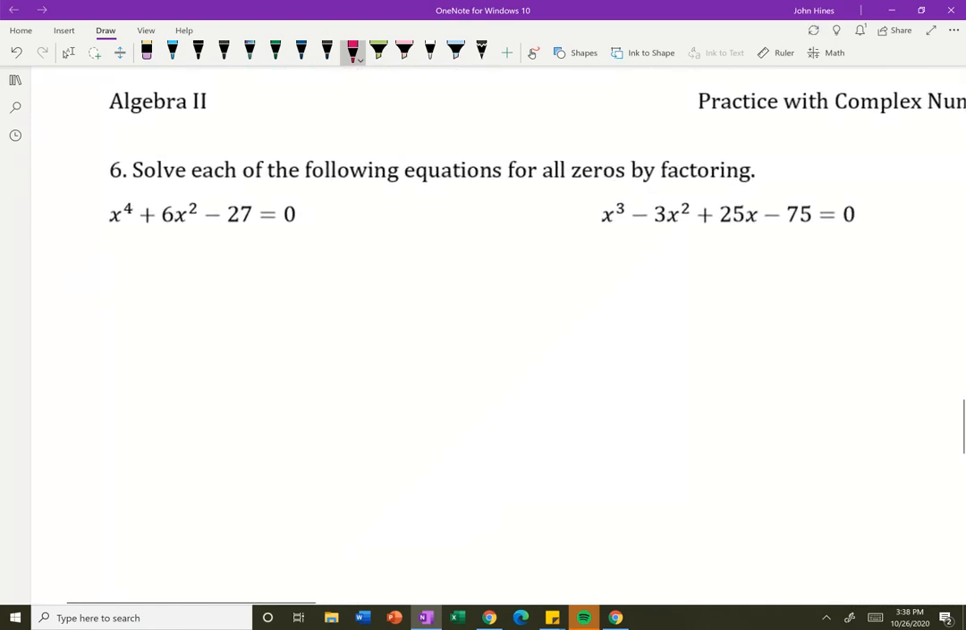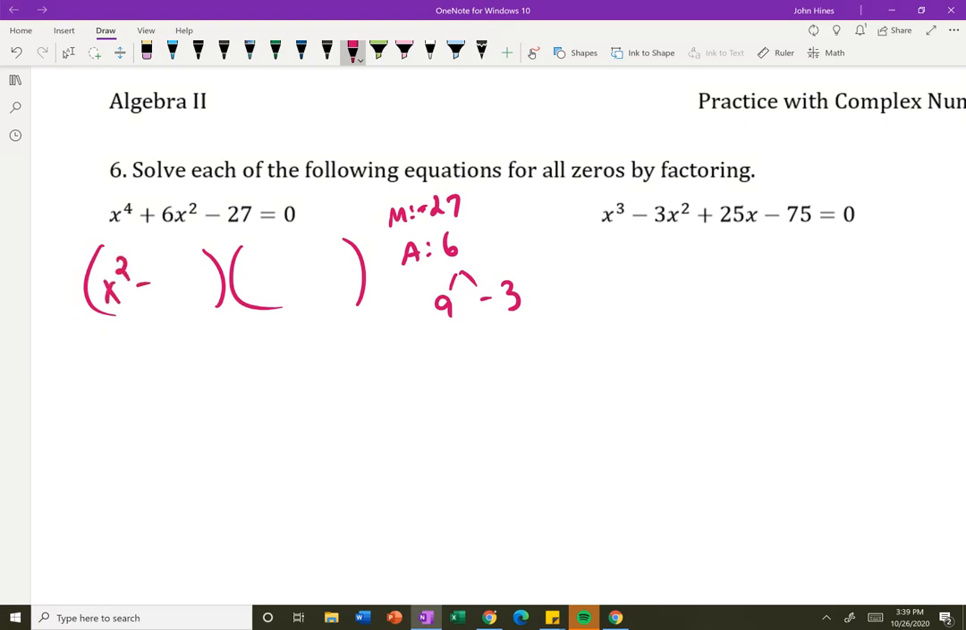Last one here. Solve each of the following equations by factoring for all zeros. So I want to find all the zeros here. So again, all of our factoring techniques are still fair game. So I see a trinomial. So I need to figure out what multiplies to negative 27 that adds to 6. Well, that's 9 and negative 3. So I've got x squared in the front seat.